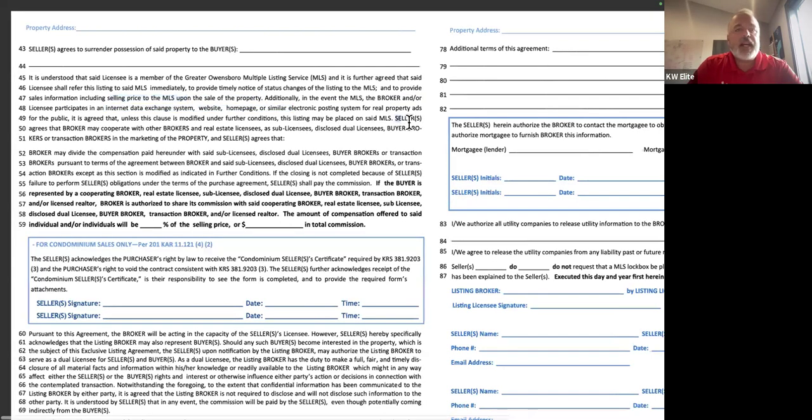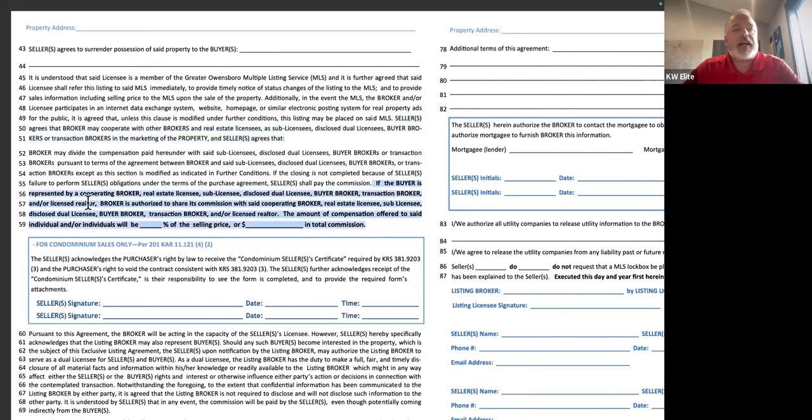Sellers agree that broker may cooperate with other brokers, real estate license, sub-license, dual career, blah, blah, blah. Basically, we're going to cooperate with other people. My guess is they're going to take that cooperation word out because really it's more compensation than cooperation at this point. Y'all have heard me talk about that exhaustively, I'm sure. But in this next section is where we're going to talk about dividing the compensation. So remember, in that first section, we put the total commission. And this section is where we're going to put what the buyer's side commission is that the seller is willing to compensate a buyer's agent.